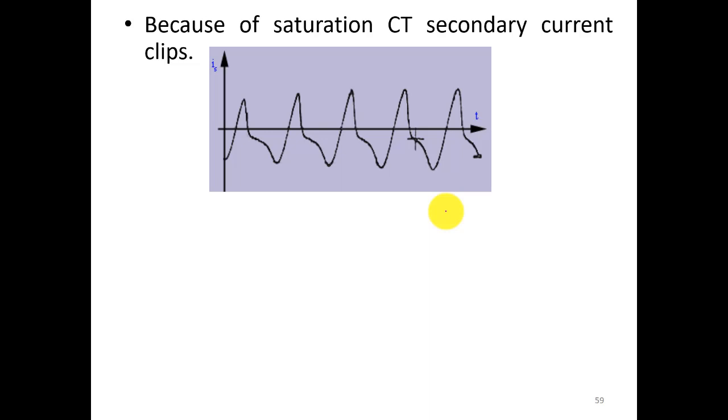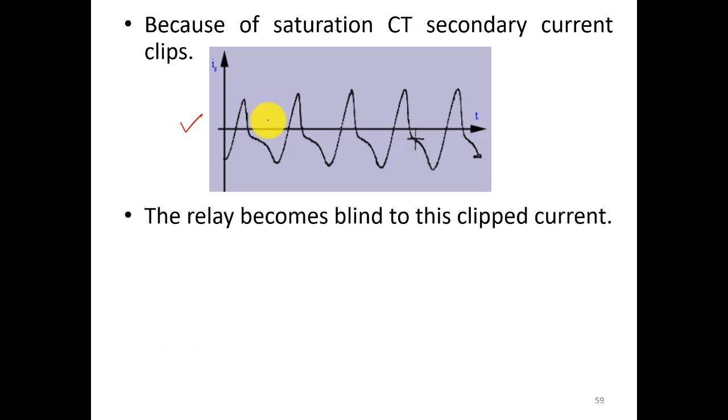It will look like this. Already you have studied this in the transformer course, right? So it will look like this, clipping current, and because of this, the RMS value of the current will reduce, and therefore the relay will become blind to the clipped current.